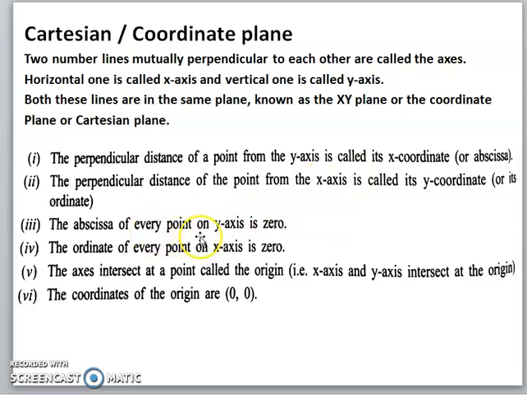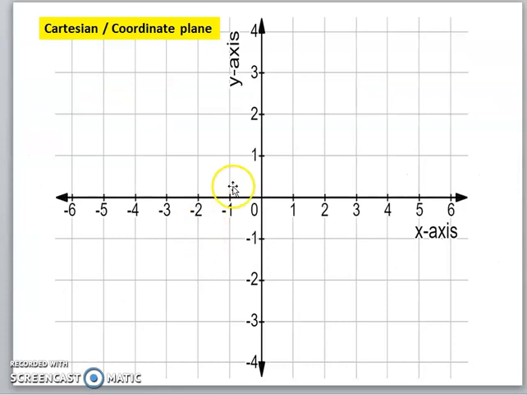Now, abscissa of every point on the y-axis is 0. Ordinate of every point on x-axis is 0. Now it means if any point is lying on the y-axis, this axis, its perpendicular distance from here will be 0. So, x-coordinate of this point will be 0. Y-coordinate can be anything. It can be 1, it can be 1.5, it can be 2, anything. But the x-coordinate always will be 0. Same way, if a point is lying on x-axis, its y-coordinate will be always 0.